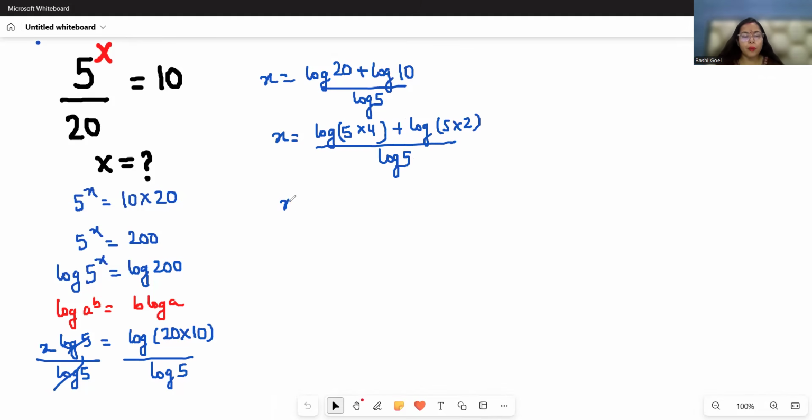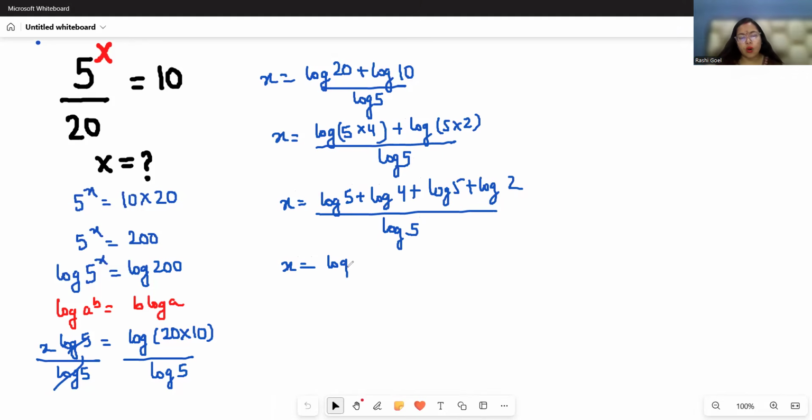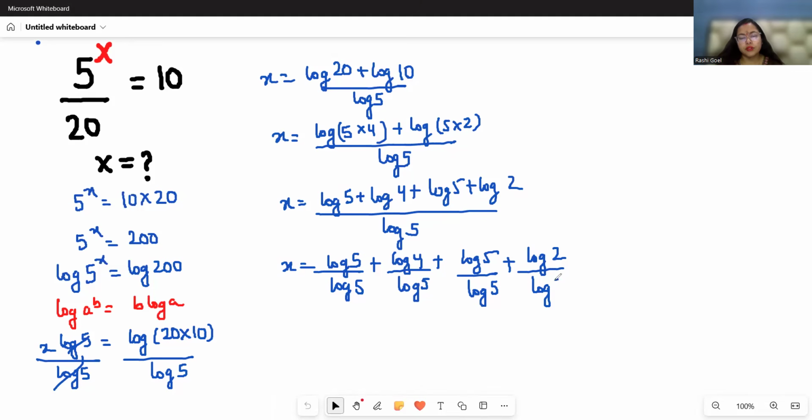So again I'm going to apply the same identity. So it becomes log 5 plus log 4 plus log 5 plus log 2 by log 5. So x is equal to log 5 by log 5 plus log 4 by log 5 plus log 5 by log 5 plus log 2 by log 5. So this cancels out, giving 1.